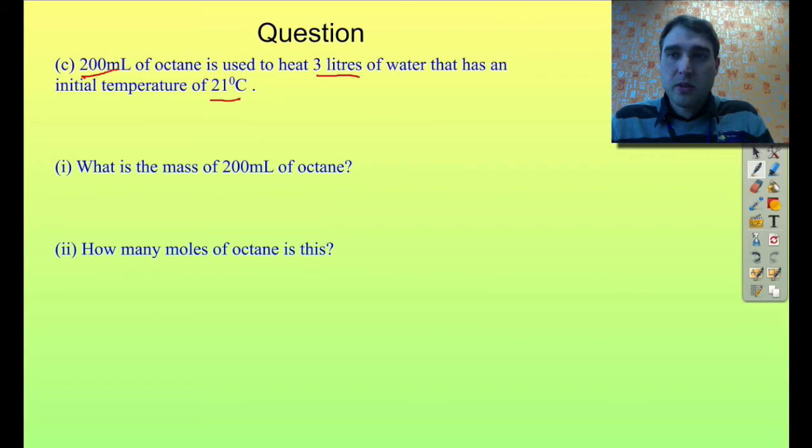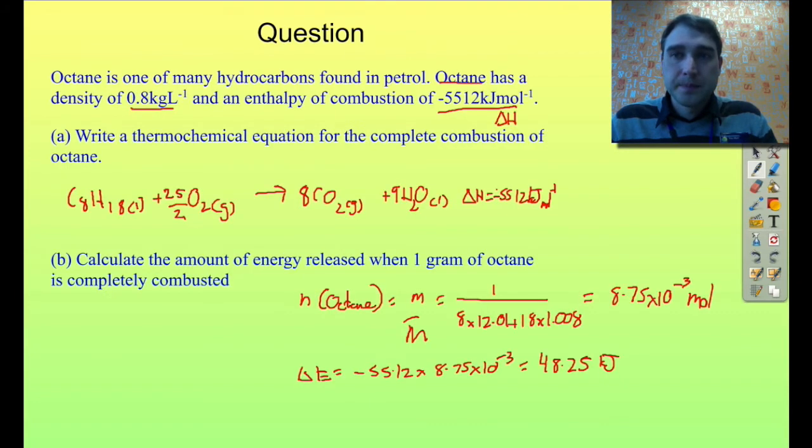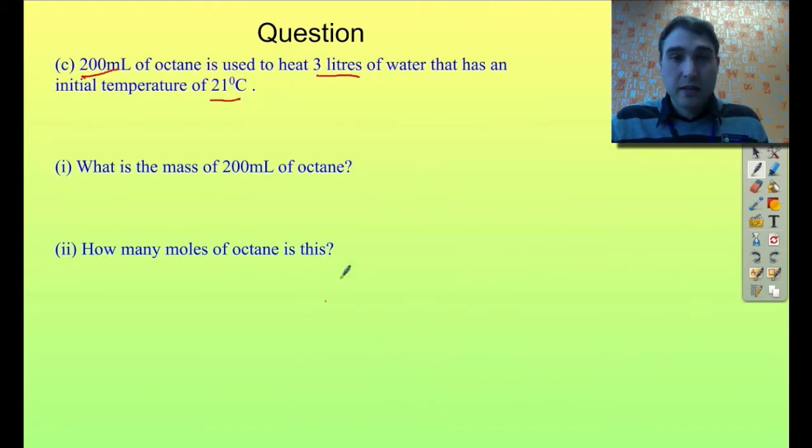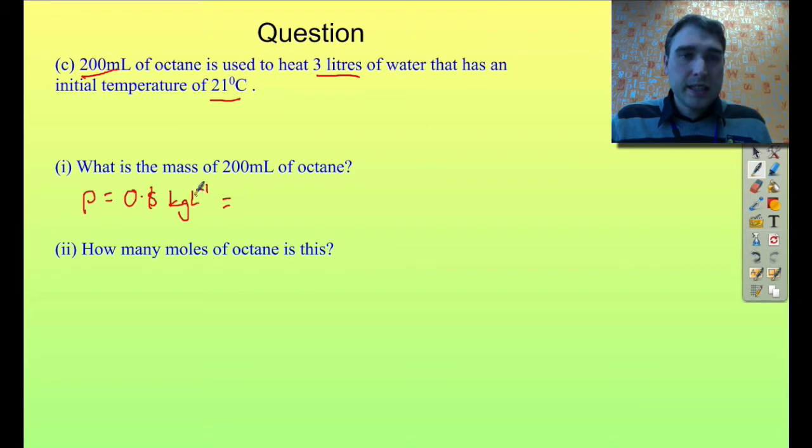So that's when we're going to look back at our density. So if we look at our density here, we've got 0.8 kilograms per litre. So I'm just going to write that down over here. So density is 0.8 kilograms per litre, which means that in 1 litre you're going to have 800 grams of octane per litre.